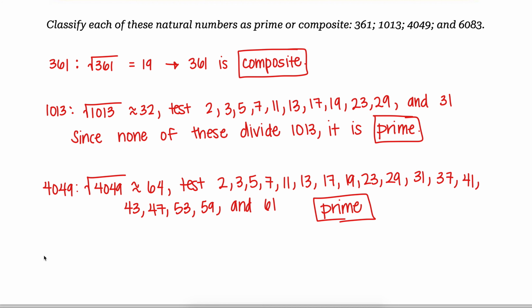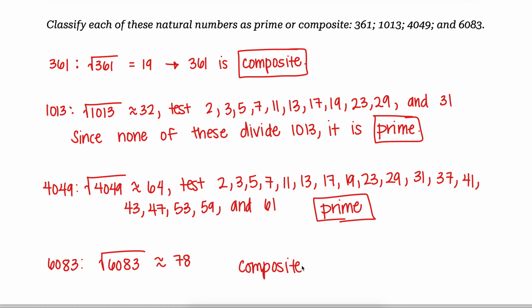So for the last one, 6083, same process. You take the square root of 6083, and it's about 78. So you will test all of the prime numbers that are less than 78. So it's everything here and then a few more. It's also going to be 67, 71, and 73. It turns out that 7 and 11, they both divide into 6083. So 6083 is a composite number.